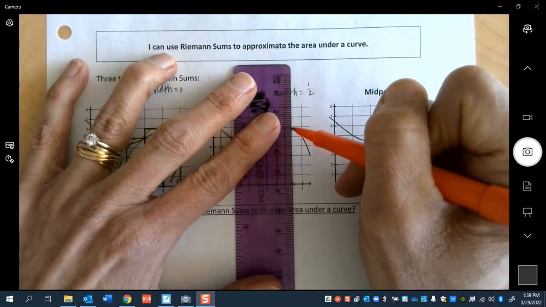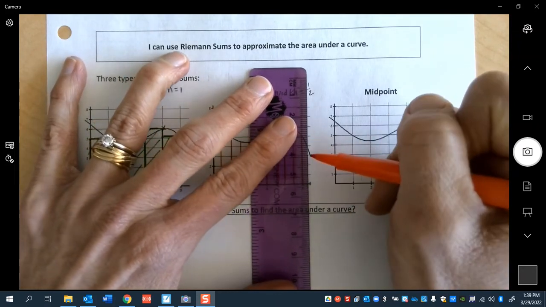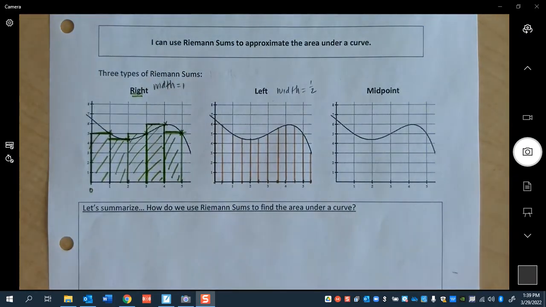If anybody needs a straight edge, they should be in the baskets, but I just saw the baskets are over on the windowsill. So if anybody wants a straight edge, let me know.